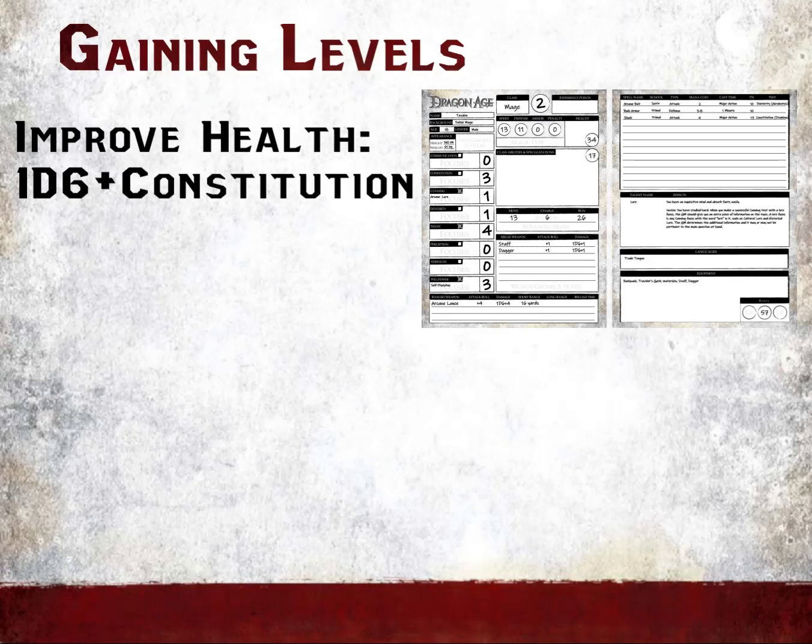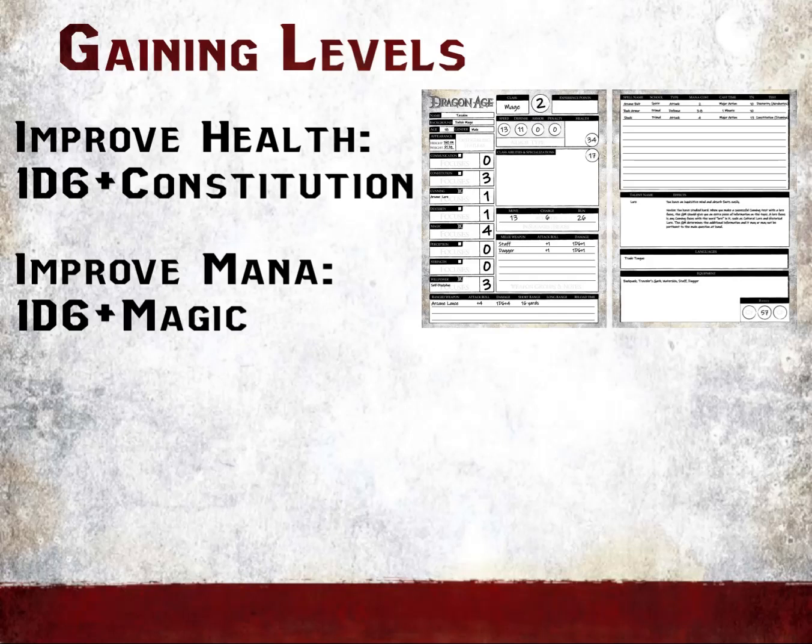For a mage we also roll a second time for an increase of the mana pool. This time we roll a 6, and unlike in the Dragon Age video games, mana is not based on willpower, but on the magic ability. So we add 4, and so the mana pool is increased from 17 to 27. When your characters reach level 11, you don't roll dice anymore. From level 11 onwards, you only add your constitution to your maximum health and your magic to your mana pool.